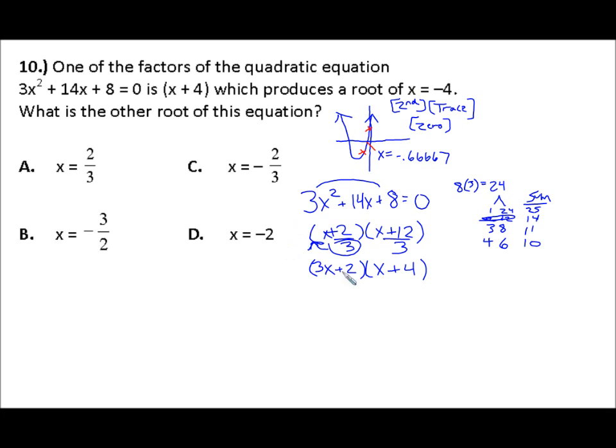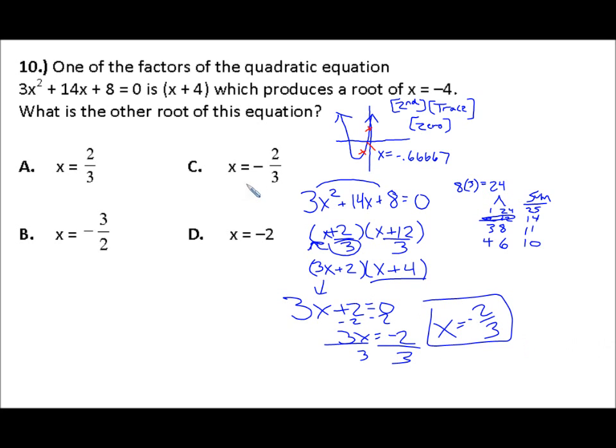And of course, to get your other roots, this root it's already given us, so we can disregard that. All you have to do is set this value equal to 0 and solve. So minus 2, so 3x is negative 2. Divide by 3, x is negative 2/3. So the answer is C.